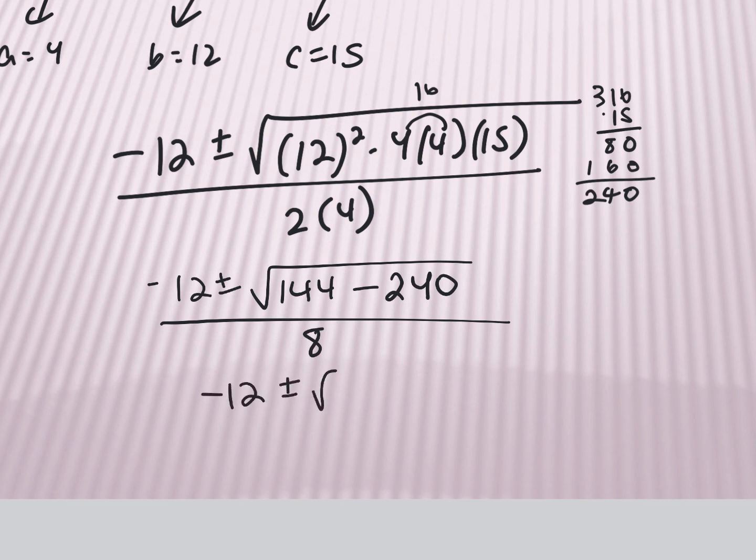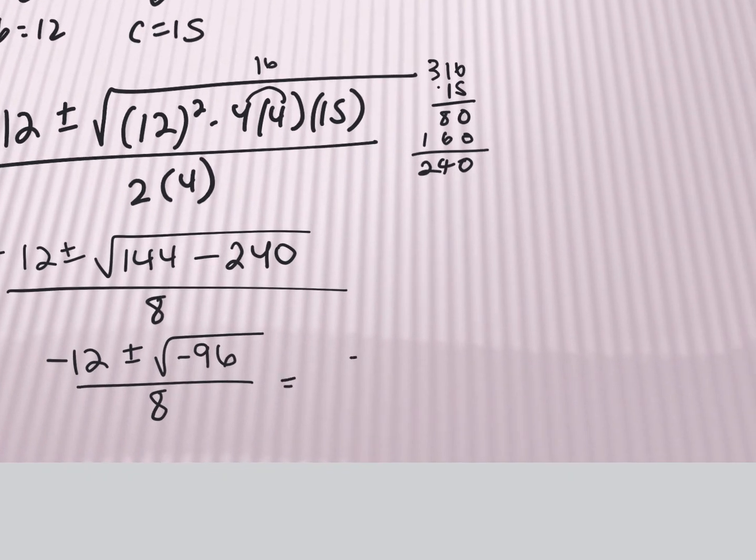Negative 12 plus and minus the square root of negative 96 over 8. Do we have to simplify that? What's the first thing you're going to do? Take out the i.